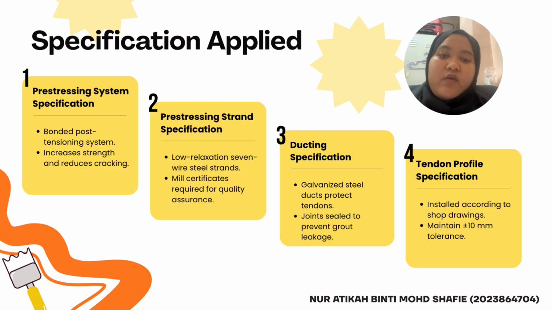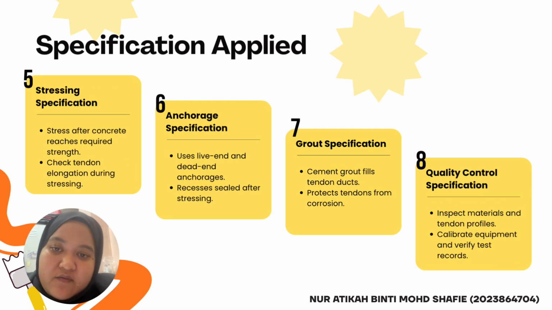For number four, we have the tendon profile specification. It is installed according to shop drawings and maintained within 10 millimeter tolerance. For number five, we have the stressing specification. It is stressed after concrete reaches required strength. Check tendon elongation during stressing. For number six, anchorage specification. Use live end and dead end anchorage. Recesses sealed after stressing.